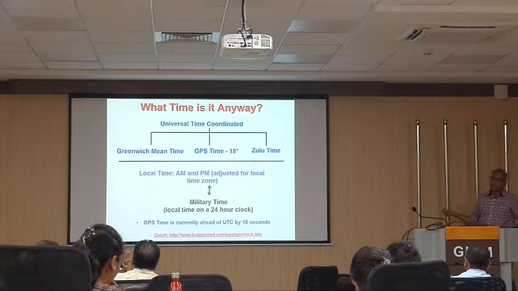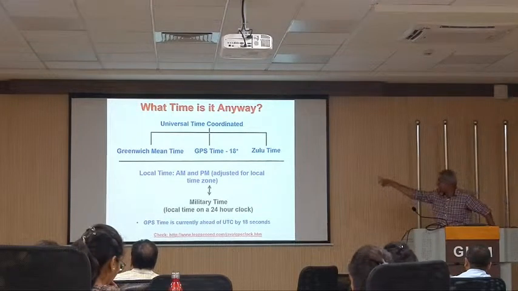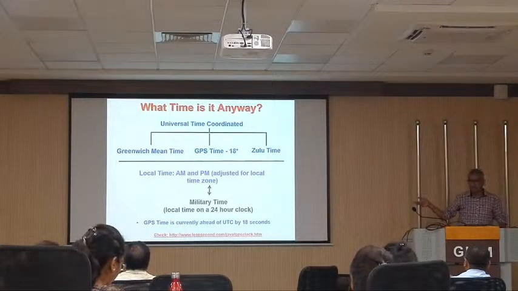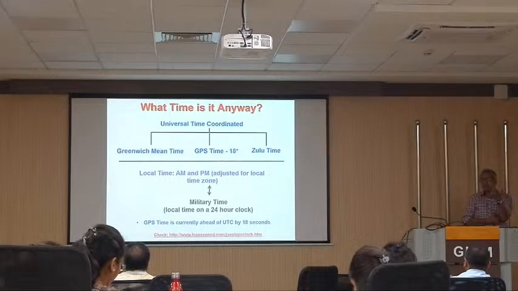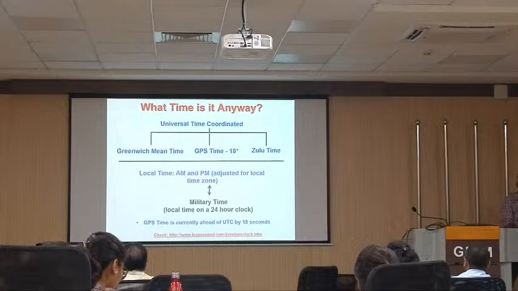So as of today, it's 18 seconds. GPS time is always 18 seconds ahead of UTC time. You can check this on the internet. There is one site, leapsecond.com or something. Maybe I have kept it here or not. Actually, got something. Leap second. You can try this thing. I don't know, I have kept it here.